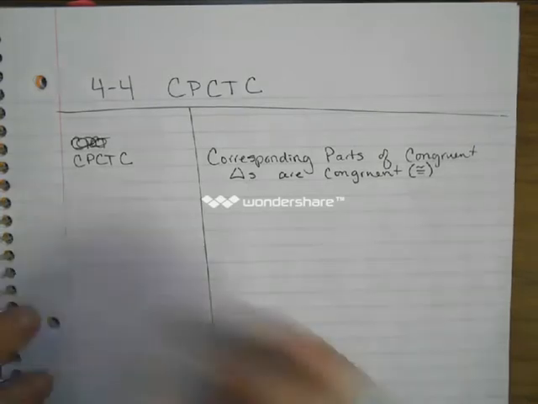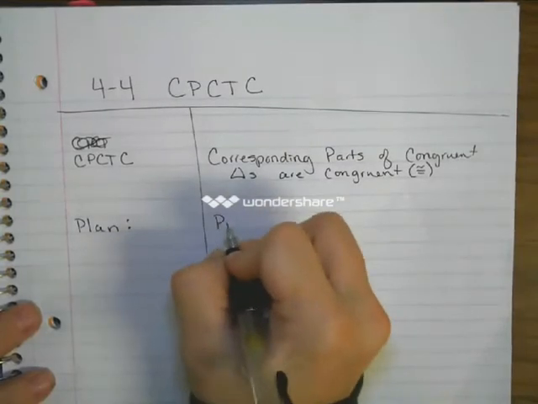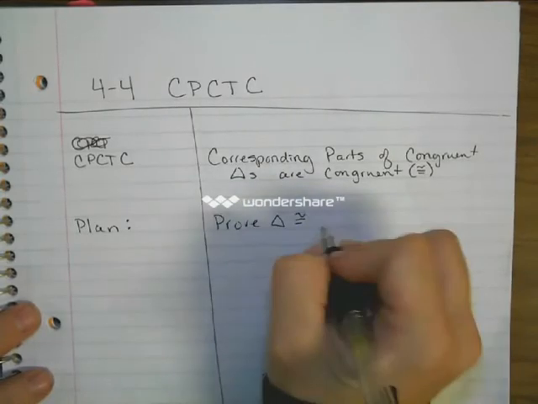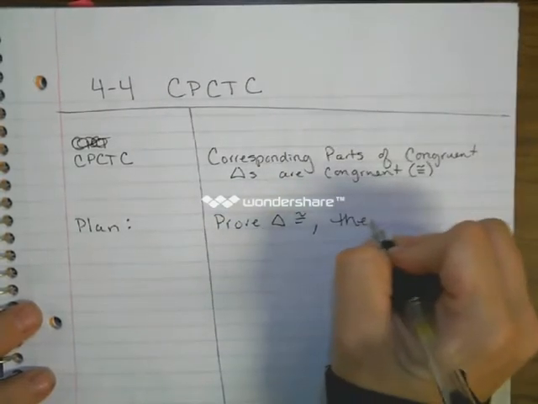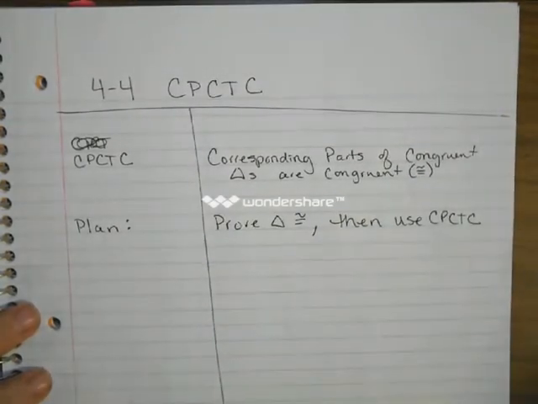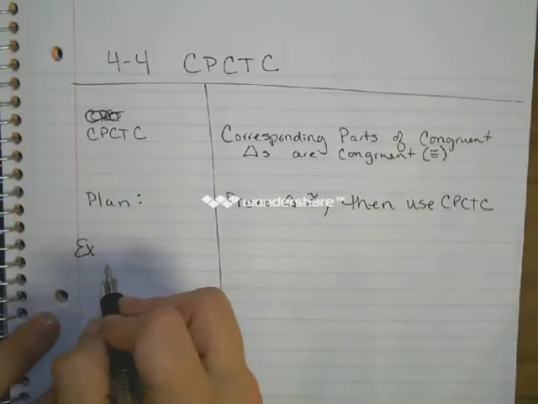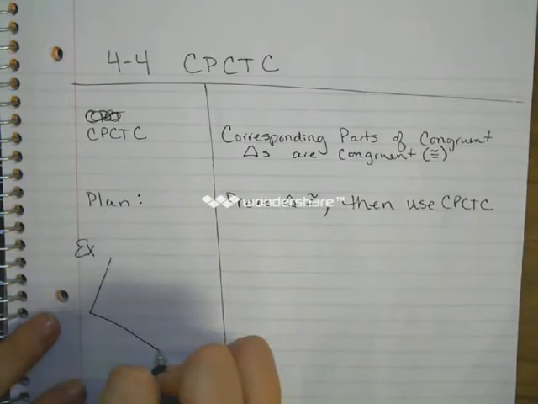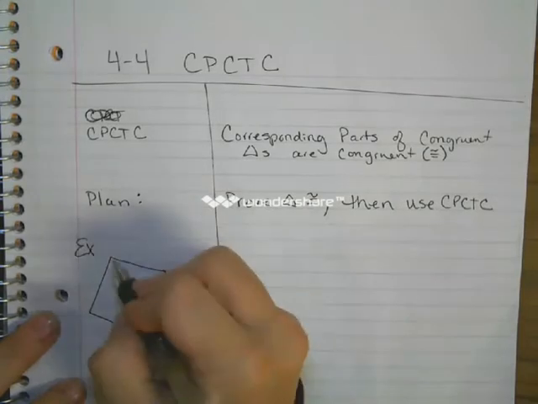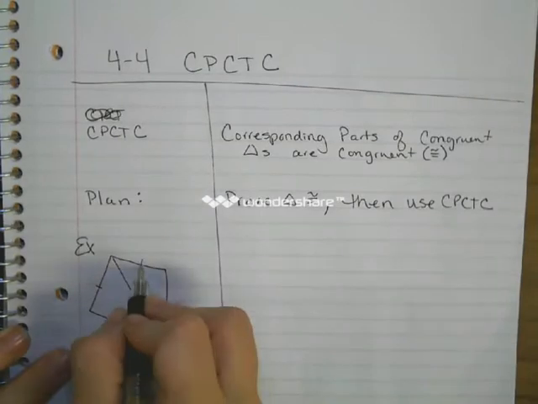So the plan for these proofs is going to be to prove the triangles congruent first. After you do that, then you're just going to use CPCTC. I'm going to show you what this looks like in an example. So let's say I have this picture. That's given. That's given.